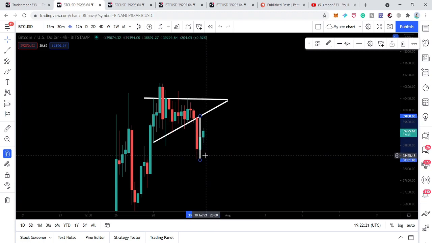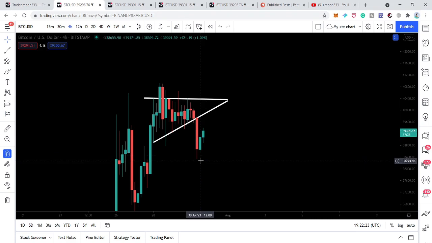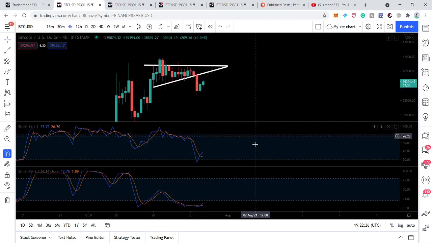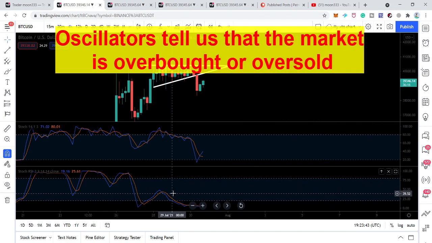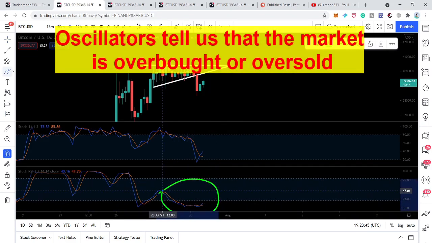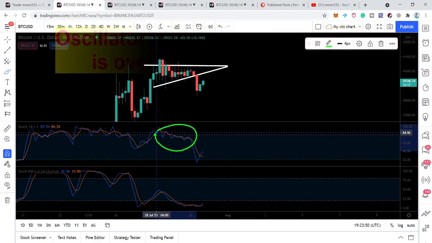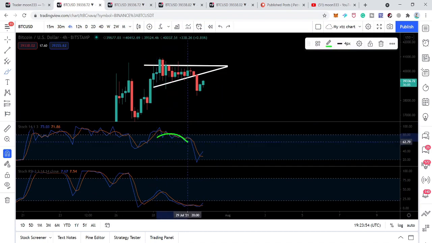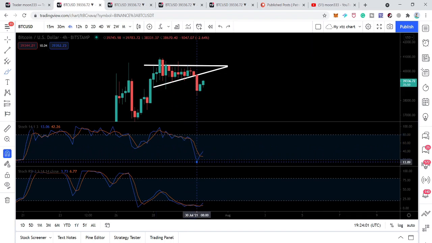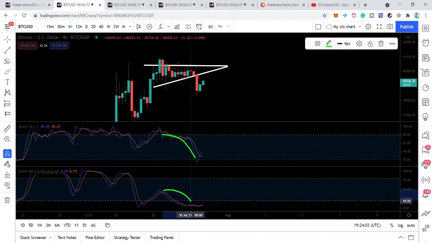Now, if we take a look at the oscillators again, previously we were watching that the stochastic RSI on this 4-hourly chart was oversold, and the stochastic at that time was not oversold, it was overbought. And you can see now after this drop, this stochastic has dropped into the oversold again. Now we have the stochastic oversold and the stochastic RSI on the 4-hourly chart oversold.